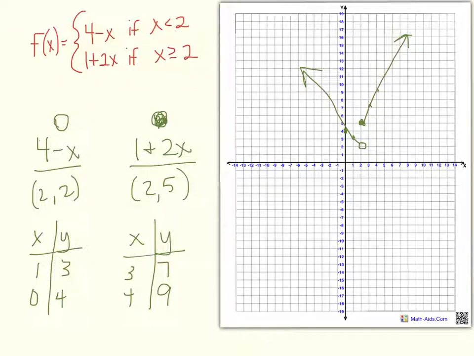Once again, we're representing two different functions. Here's your 4 minus x represented right here with the endpoint of an open circle, and here's my 1 plus 2x going to the right here, represented by a closed circle.